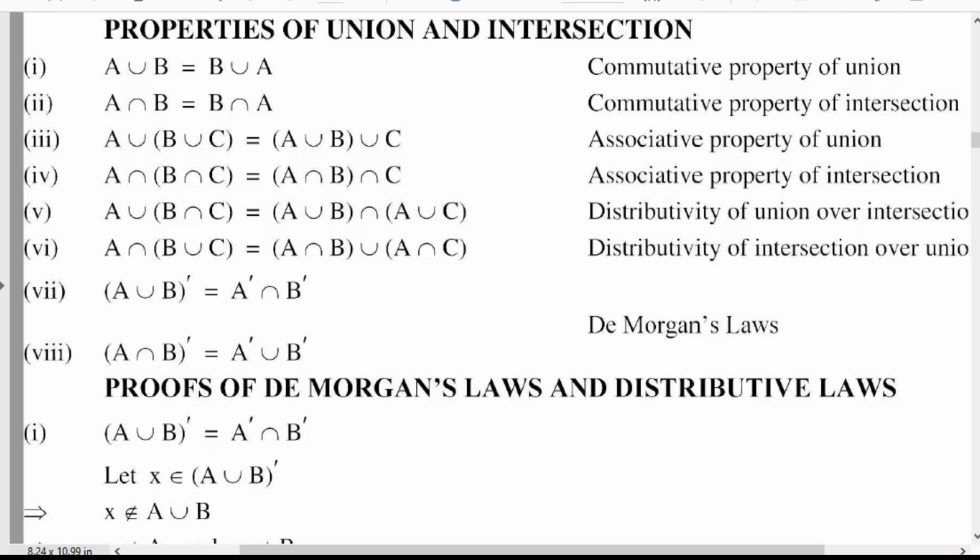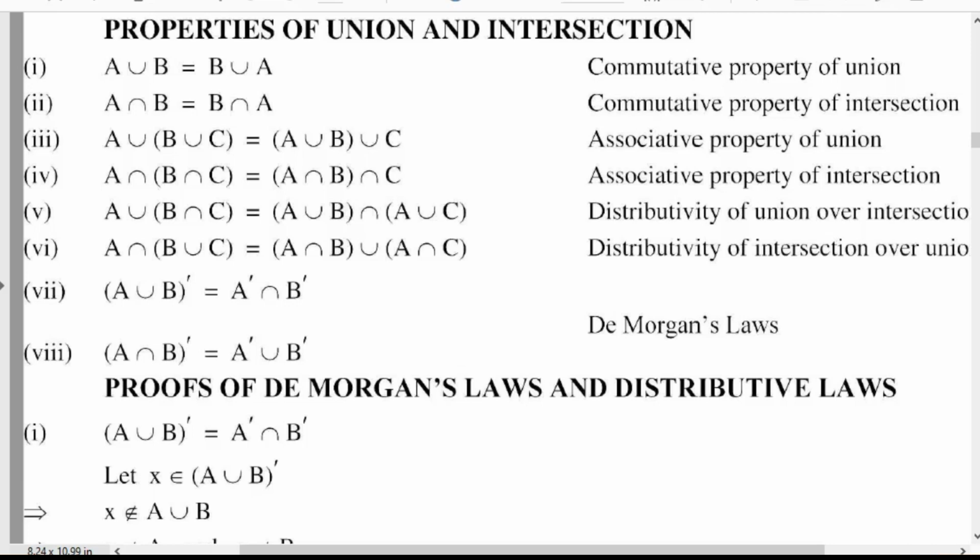Seventh, (A union B) whole complement is equal to A complement intersection B complement. Eighth, (A intersection B) whole complement is equal to A complement union B complement. So properties 7 and 8 are the De Morgan's laws.